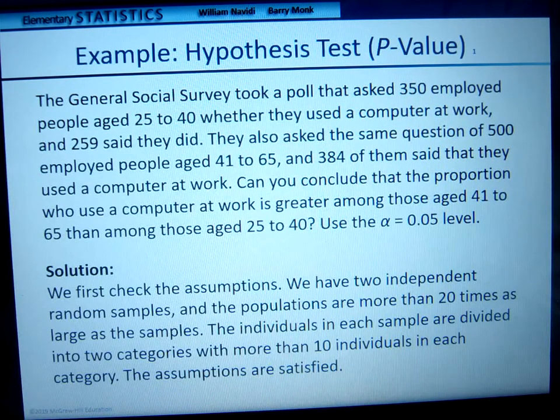First we're going to check the assumptions. We do have two independent random samples. The populations are more than 20 times as large as the samples. The individuals in each sample are divided into two categories with more than 10 individuals in each category. And the assumptions, in fact, are satisfied.